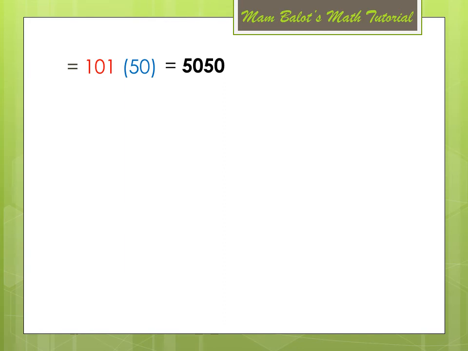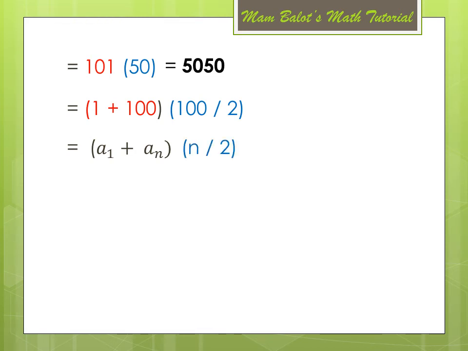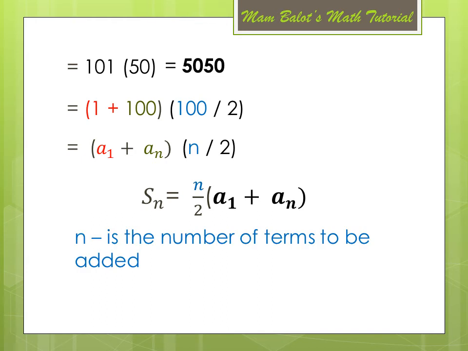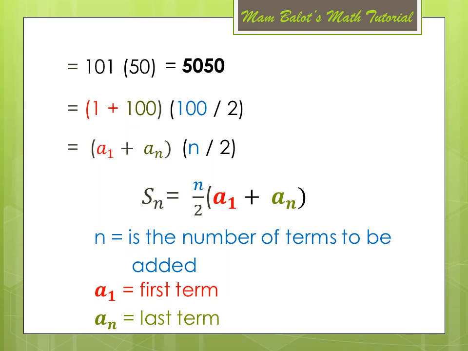We will derive the formula of the arithmetic series. So, if you can recall, 101 is actually equal to 1 plus 100, and 50 is coming from 100 divided by 2 because he divided the numbers into two equal parts. So, 1 and 100 are actually the first term and the last term. And 100 also, which is the blue one, is equal to the number n, or the number of terms to be added. So, a sub 1 is the first term, a sub n is the last term, where n is the number of terms to be added.